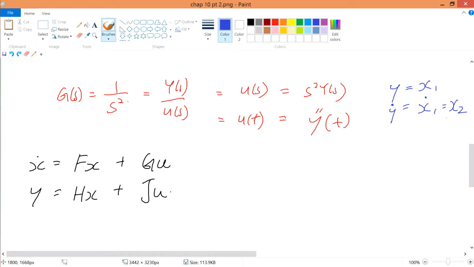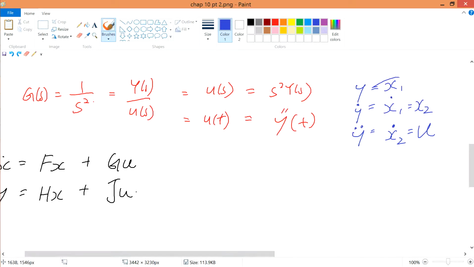Next, I'll write y double dot. Since we know that y dot is equal to x2, y double dot is the differentiation of x2. I'll have it equal to u, because u is equal to y double dot. So y double dot is equal to x2 dot, which equals u. You can take a few seconds, two or three seconds, just compare with this. Just take a look. I'm actually rewriting this as this one.